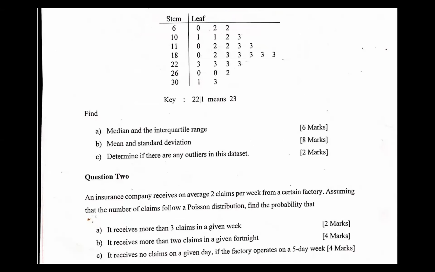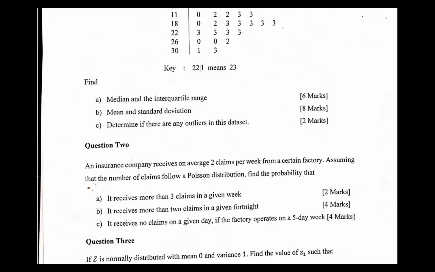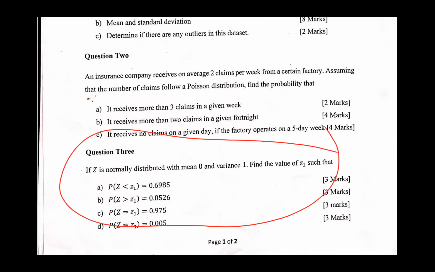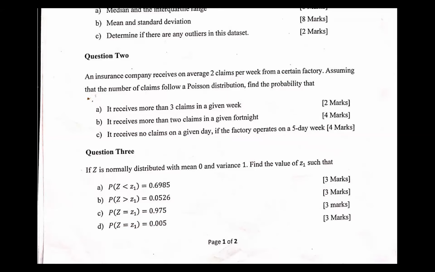Stem and leaf. Did we have the stem and leaf? No, we didn't have this one. Poisson distribution. You never had this one. We had it, question 3. It was even an exam question. So we have less to revise. Most of the things, probability especially, is giving you problems.